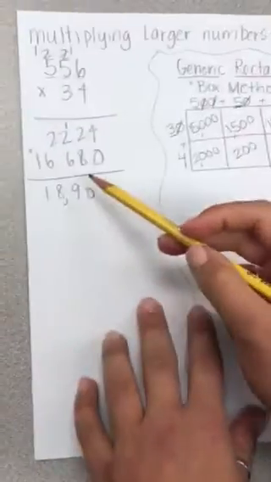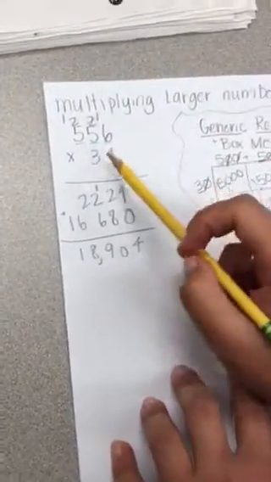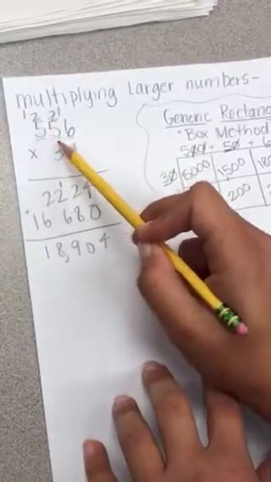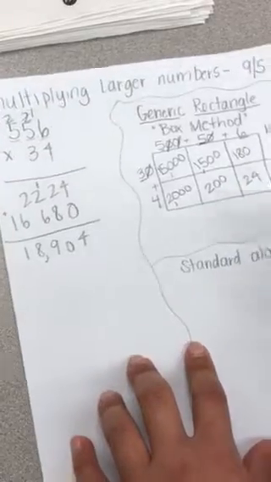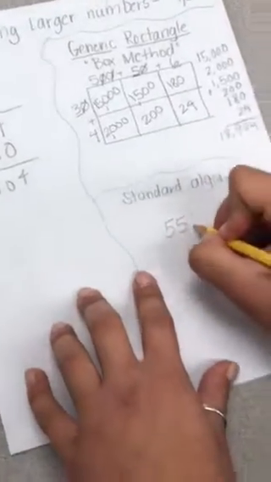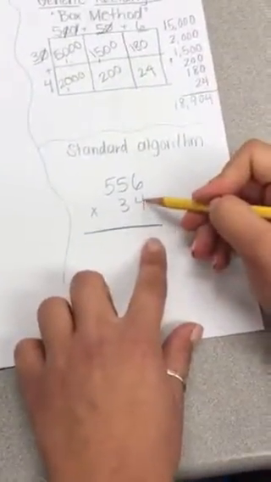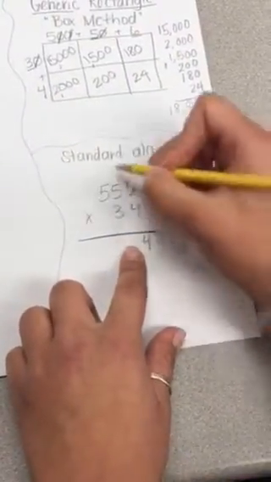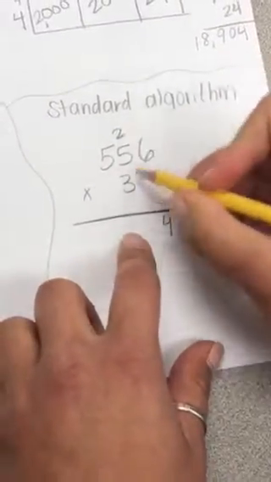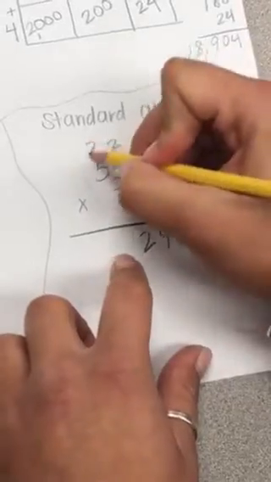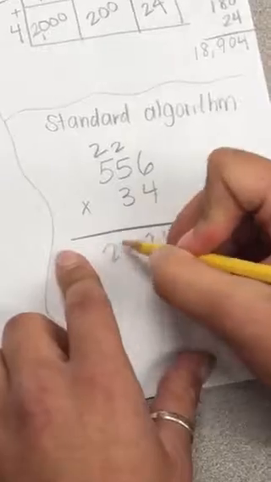Okay? So moving on to the standard algorithm, which is what I have already showed you guys, but I feel that sometimes students misunderstand what numbers to multiply and in what particular order. So I will just write the number down here again. So we're going to start with our ones place. 6 times 4 is 24. 4 down here, bring my 2 up here. 5 times 4 is 20, plus this 2 is 22. 4 times 5 is 20, plus my 2 is 22.